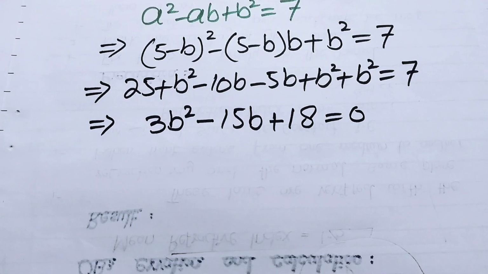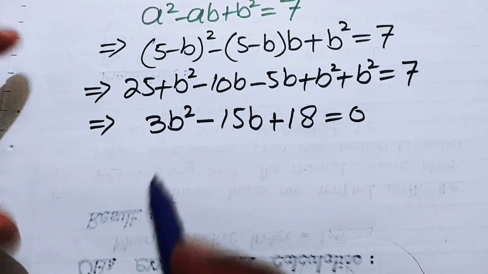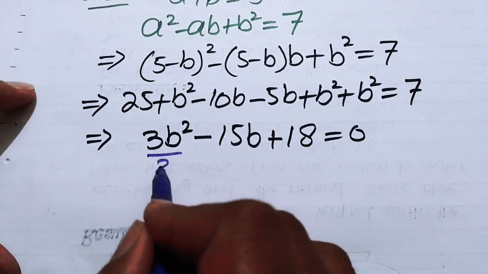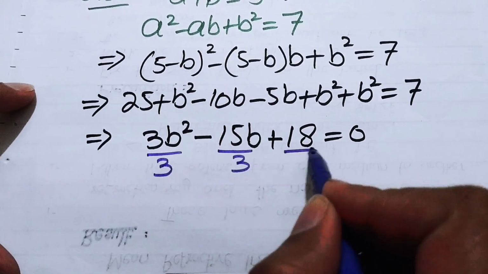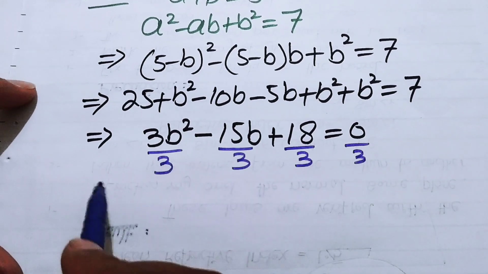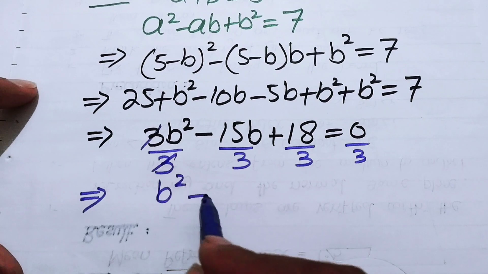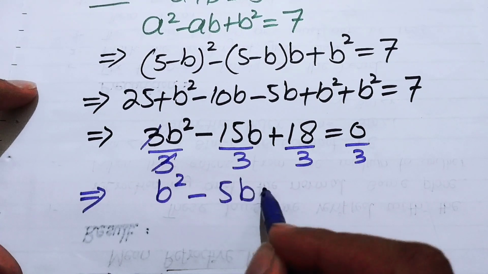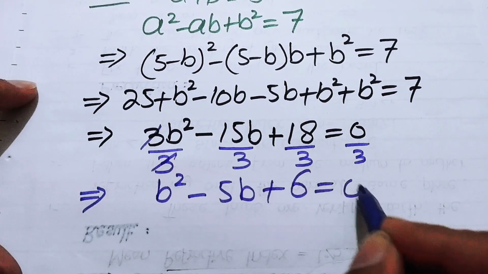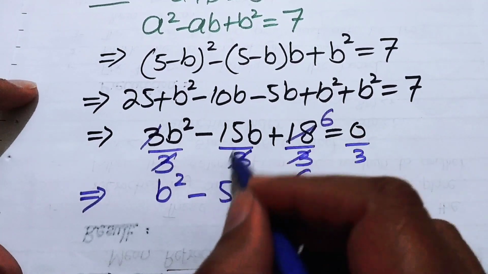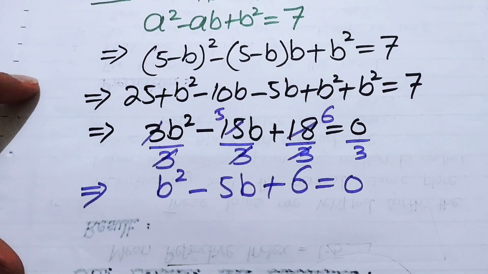So now you see here we have 3 as the common term, so we will divide each side by 3, and we get the output in this form. So here this 3 is gone, and you get b squared minus 5 times b plus 6 equals 0. Here you have 3 times 6 is 18, and 3 times 5 is 15.